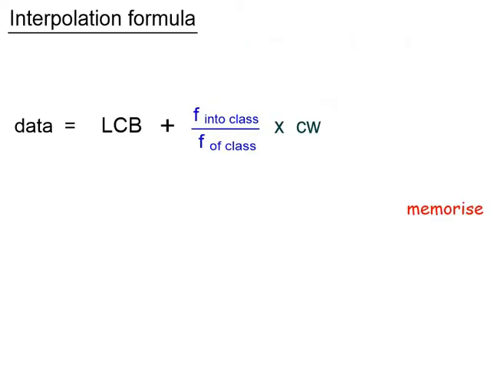This is the interpolation formula. A data value is equal to the lower class boundary plus, and this is a proportion, frequency into the class divided by frequency of the class times the class width. You need to memorize this formula.